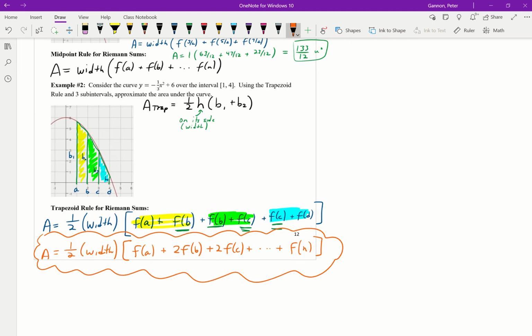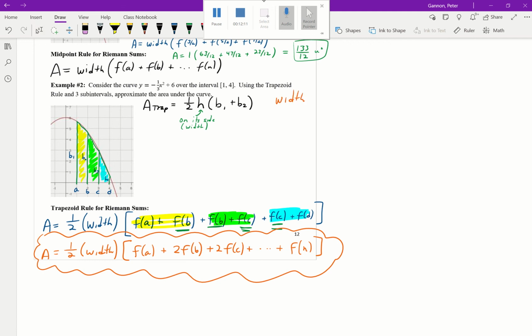So now, to apply that to this particular problem, we're going to have to find some values. We need to identify the width. The width is going to be 4 minus 1 divided by the number of subintervals, which again is going to give us 1. For this example, the heights that we're going to need are f of 1, f of 2, f of 3, and f of 4. Those are the 4 heights that make up the bases of those trapezoids. And again, you just plug into the formula.